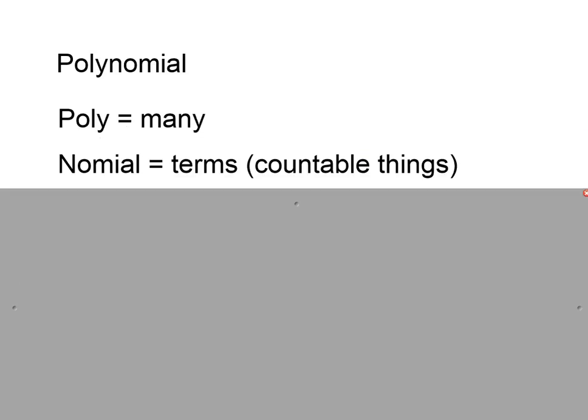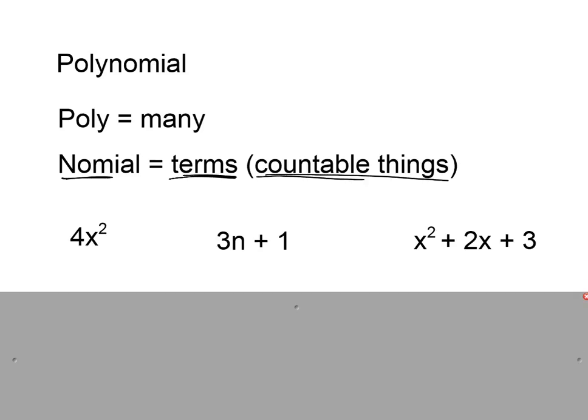Polynomial by definition means many. Nomial means terms. Terms think of as things that are countable. Nomial means number or nominal, something I can count. So when I am doing a polynomial, I'm trying to count how many terms I have. This has 1 term, this has 2 terms, and this one has 3 terms.